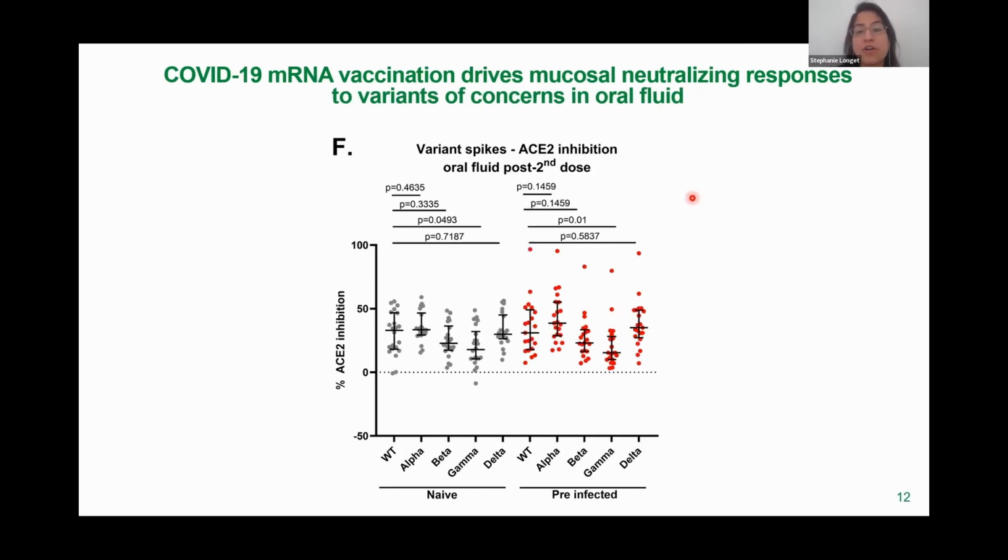Here you can see ACE2 inhibition against a range of variant spike antigen in oral fluid following 2 doses. So you have alpha, beta, gamma, and delta, and also the ancestral spike. So here what you can see, if we compare just the global picture of naive and pre-infected individuals, the neutralizing responses in oral fluid are quite similar, and the lowest percentage of ACE2 inhibition was observed against gamma in both naive and pre-infected individuals.